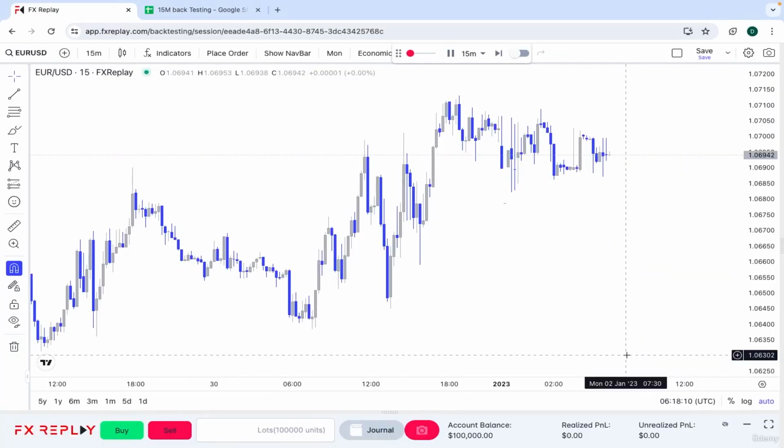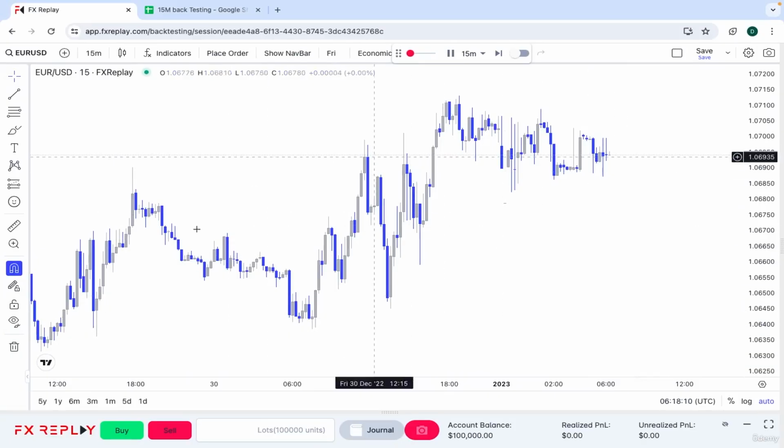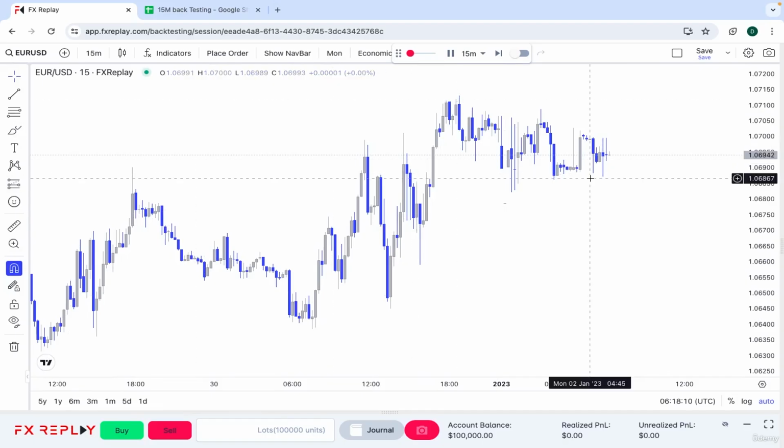Hello there, and welcome to this video. I'm going to be doing some backtesting on a software called FX Replay. It's very similar looking to TradingView. As you can see, it just allows us to use the same tools.